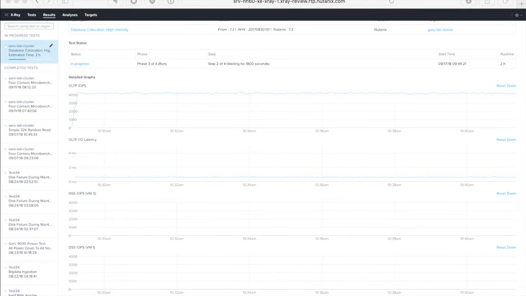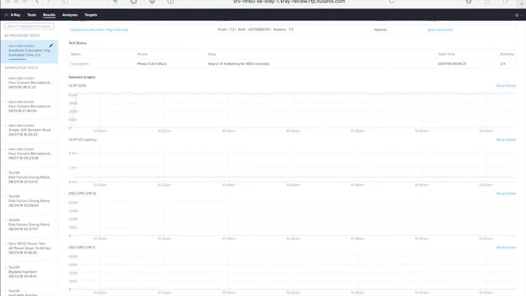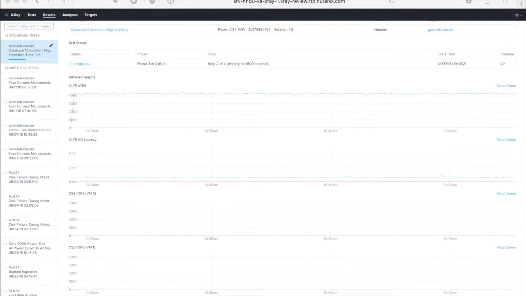And one of the nice things that X-ray does for us is that it allows us to specify a completely different kind of workload on the other nodes. In this example, I'm running what I'm calling a reporting workload on the other two nodes. That's the DSS portion here. And that is a very highly sequential read workload. So it's simulating an analytical or reporting database.